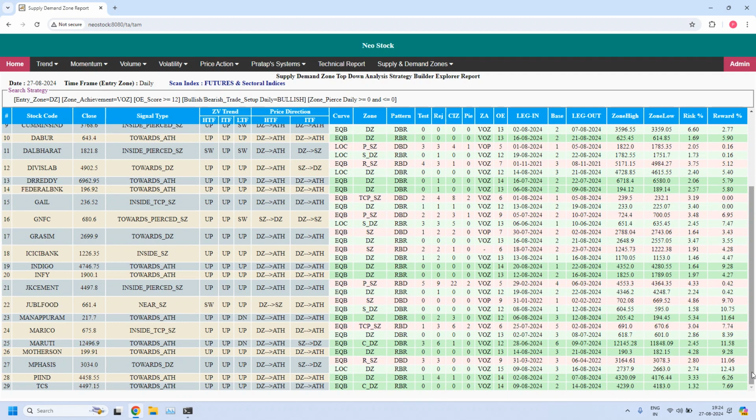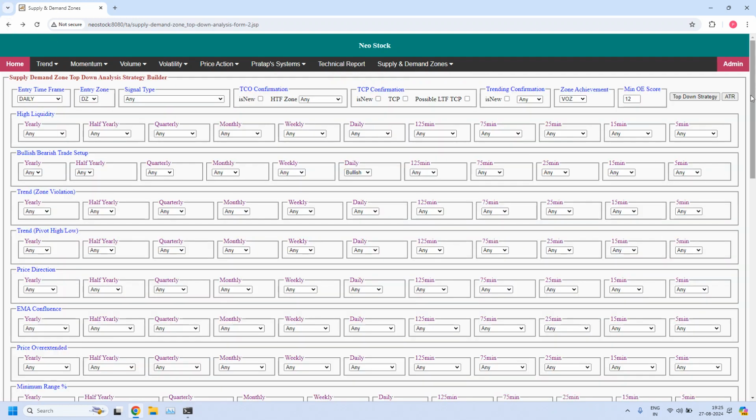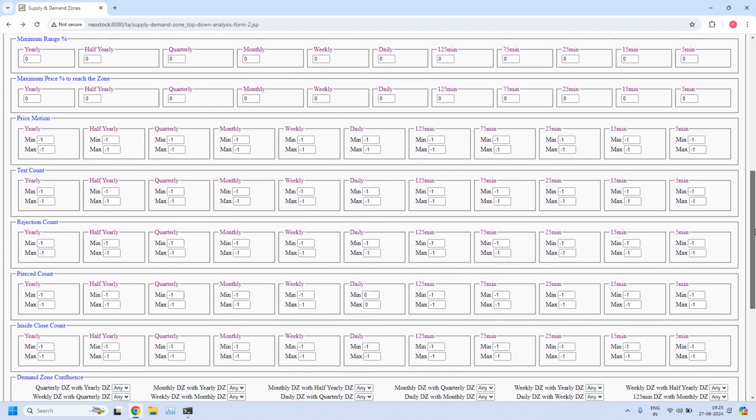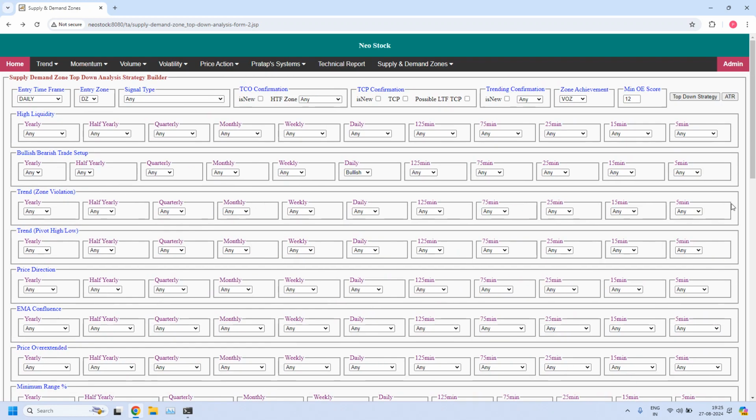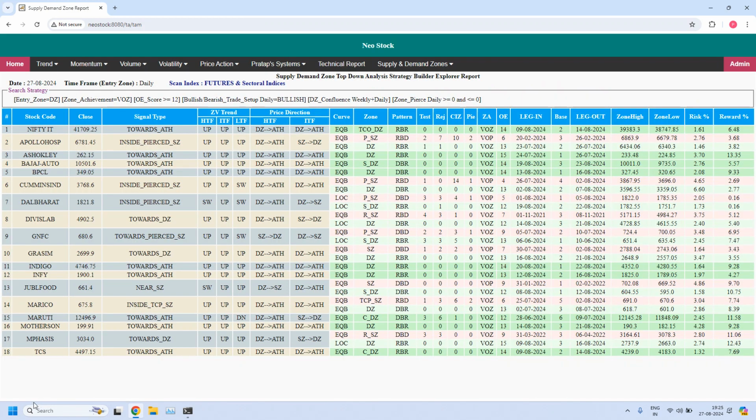Let us verify with Zone Confluence and EMA Confluence. Step by step we will do. First let us check any of these stocks are having zone confluence with ITF time frame. ITF is weekly. That means we need to look for daily demand zone and weekly demand zone confluence. So in the demand zone confluence, I am enabling daily demand zone with weekly demand zone confluence. So with this filter, we have generated the report.